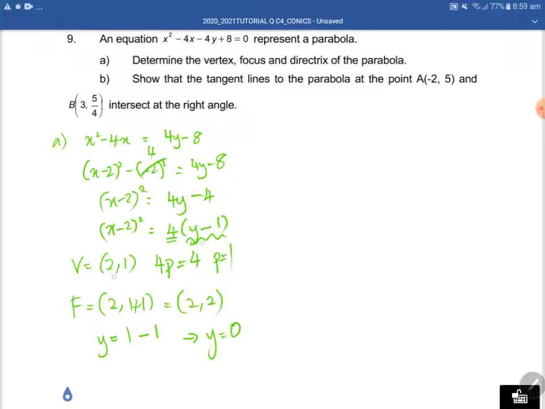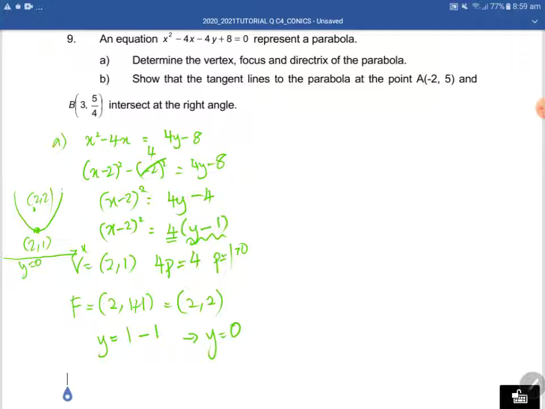y changing means that the parabola has an axis that is parallel to the y axis. So our graph should be either a smile or a sad shape. For this one, because p is equal to 1, which is more than 0, it is a smile function. Smile with the vertex (2, 1), focus (2, 2), and directrix y equals 0, which is the x axis.